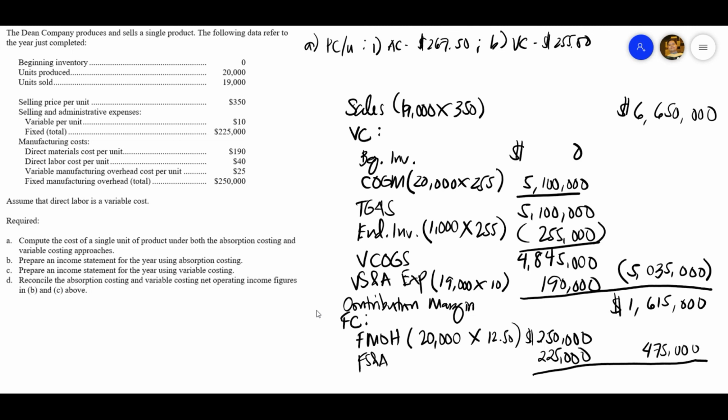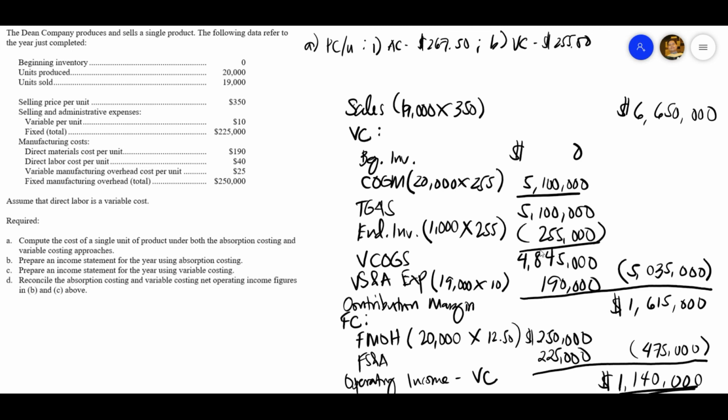So we will deduct $475,000 as your fixed cost from your contribution margin in order to give us your operating income under variable costing. So that is 1,140,000.